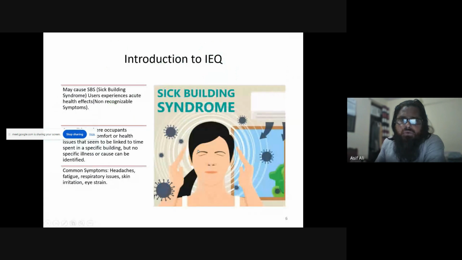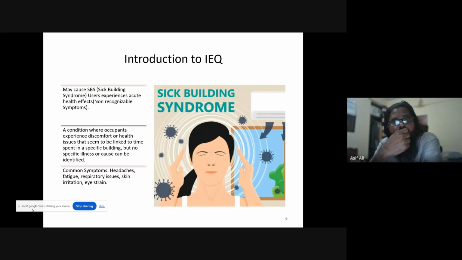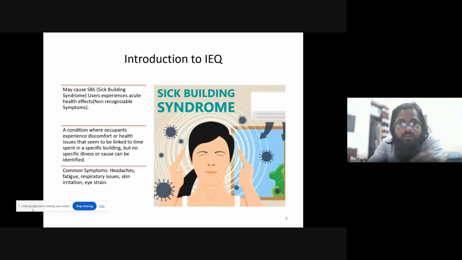Now, there are two terms. The buildings may be sick. Can you believe it? Yes, there is a syndrome called sick building syndrome, SBS. In buildings with sick building syndrome, the users or occupants experience acute health effects. Sometimes these are really acute: they feel fatigue, drowsiness, maybe stress, and the occupant cannot recognize why they are feeling this, why they are feeling dizziness. The reason is that this building has sick building syndrome.